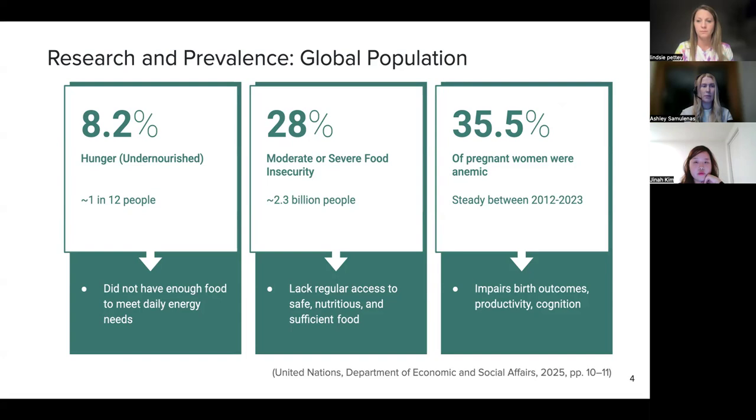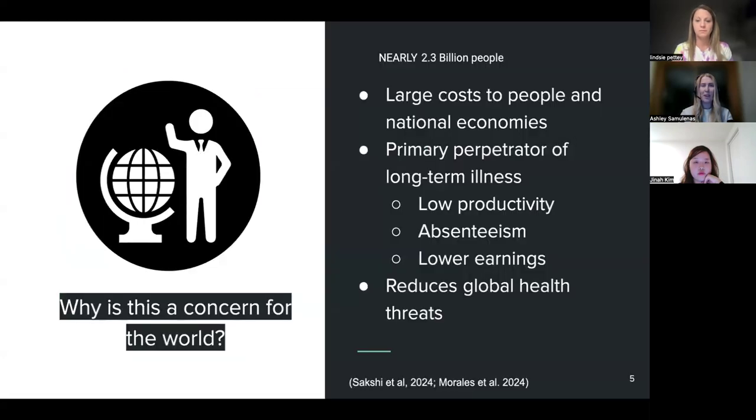Next slide. All right, so why is this a concern for the world? Beyond mortality, it can irreversibly impair cognitive development. It can reduce school performance, cause lifelong susceptibility to illness, and diminish workforce productivity over lifetimes, which can translate to large costs to individual people and national economies. So if you didn't care about just the moral and ethical implications, there are also economic implications as well.